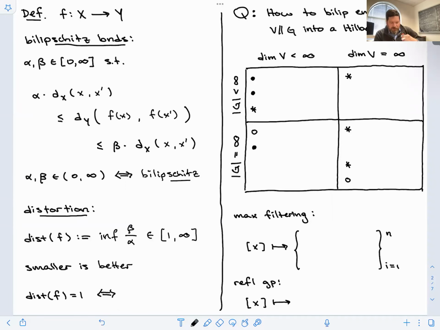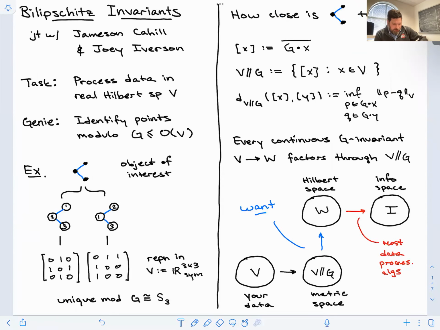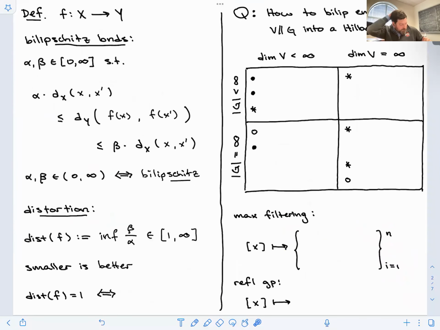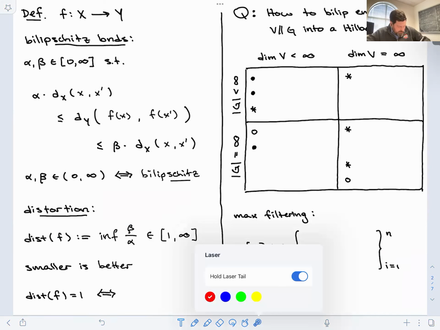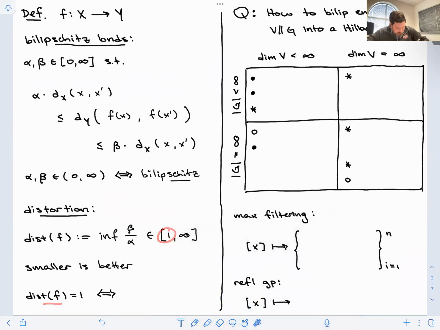In particular, when going back to this workflow, the smaller the distortion of this arrow, the better this workflow is going to perform. Okay, and there exist theorems of this form for various data processing algorithms. So smaller is better, and the smallest it could possibly be is 1, right? And when the distortion is 1, that's saying something very special about your map. Not only is it Bilipschitz, but it's an isometry.